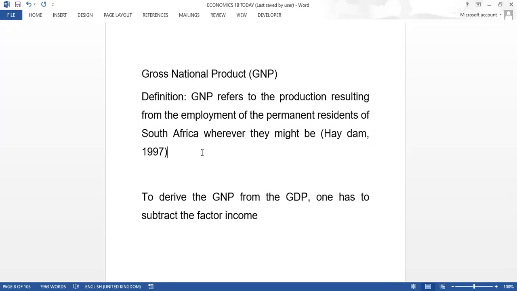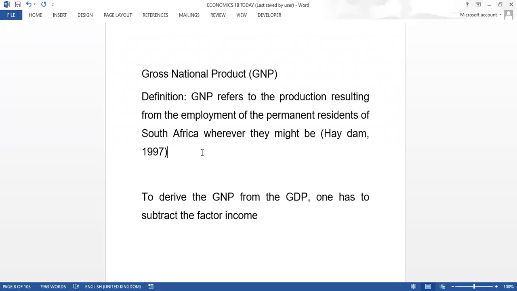So gross national product, again, is another variation that we can use if we want to analyze the performance of the economy in terms of how much the permanent residents of a nation have been contributing to the local economy. So gross national product is the metric that is used. So by definition, it refers to the production resulting from the employment of permanent residents within the South African economy.